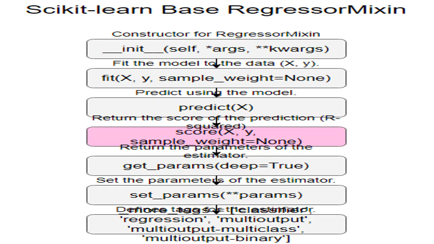Prediction. score(X, y, sample_weight=None). Data flow: the predictions are passed to the score method for evaluation.